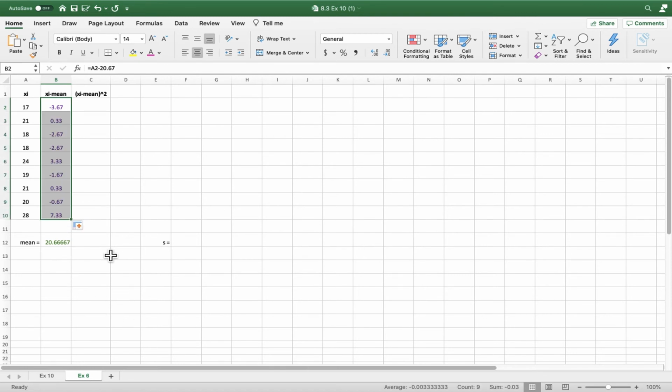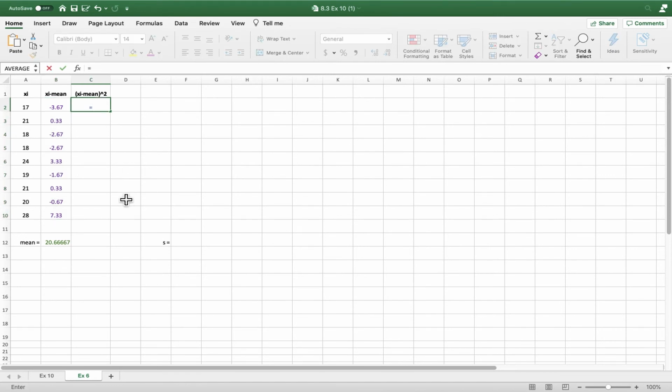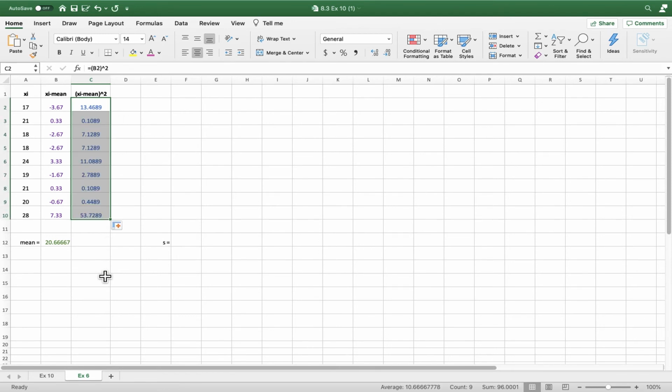Now we want to square each of those. So equals, we've got to put it in parentheses because some of them are negative. We're going to select this one here, close our parentheses, hat, that's above the 6, shift 6, 2. That'll square it. Hit enter and it's squared. If I pull it down, it'll square all of them.